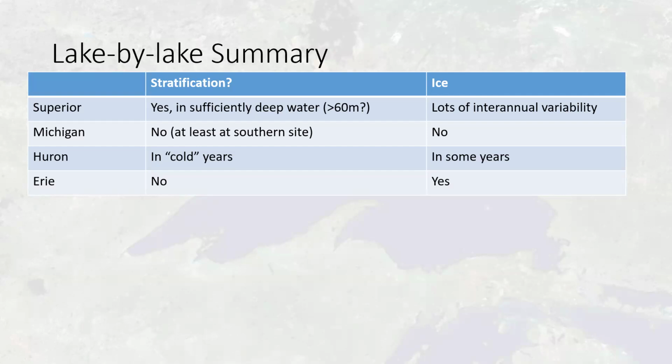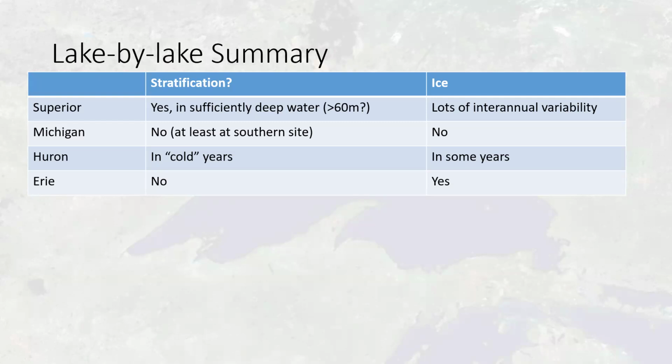There's a lot of interannual variability in the amount of ice that forms. Michigan doesn't form stratification, at least for the data that we have. Again, southern site, missing those 2 really interesting years. So let's just say no. Does ice form? No, it doesn't form in the western basin of Lake Michigan. Huron stratification goes back and forth, depending on whether it's a cold or a warm year. Ice forms in some years.